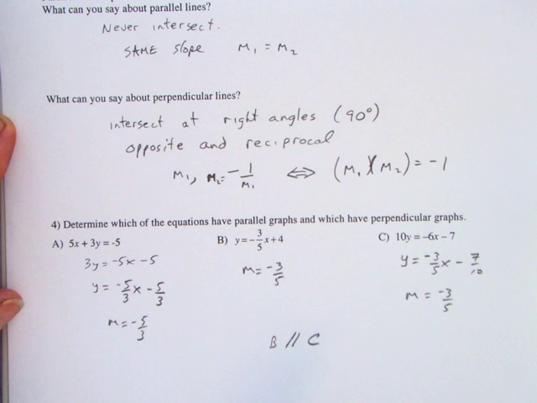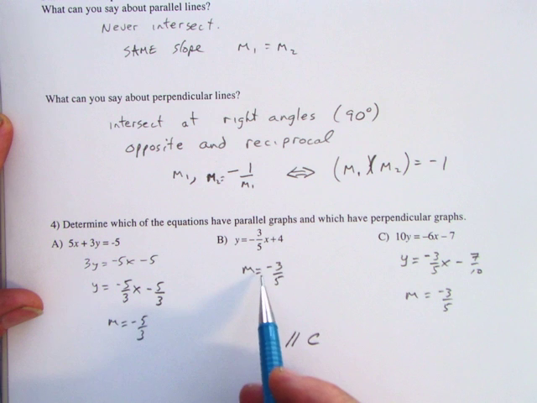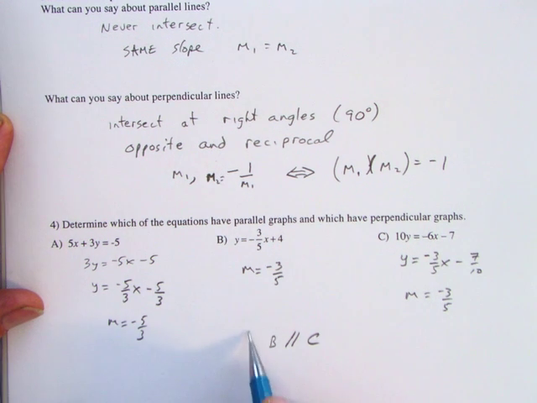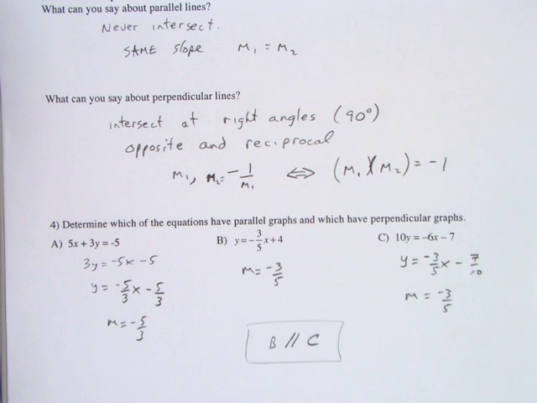Is A perpendicular to B and C? When I'm looking at these fractions, they're reciprocals. They have been flipped. But since they are not opposite signs, no, A is not perpendicular to either one of those. So the only thing we can say in this problem is B is parallel to C, and that's it.